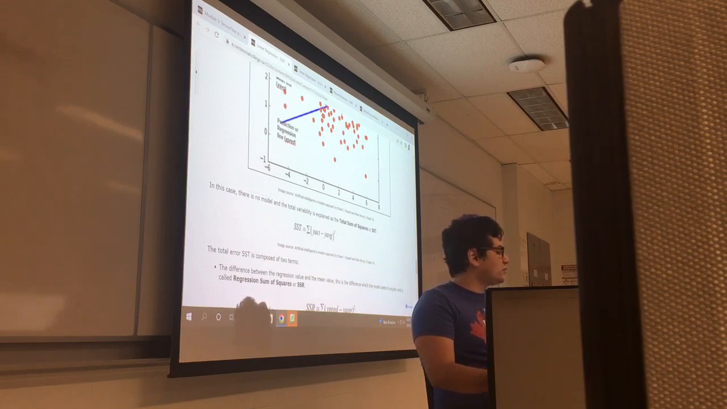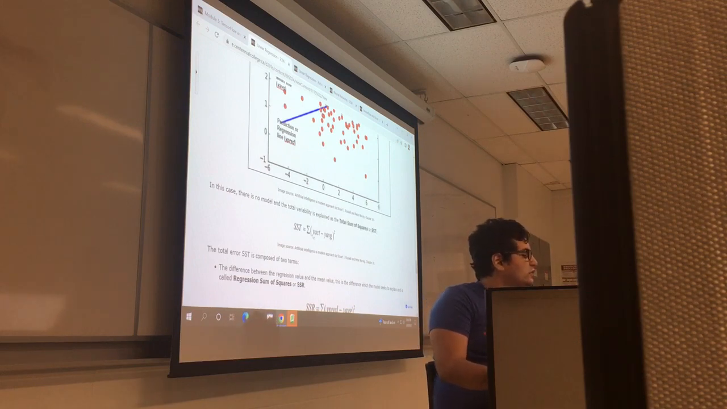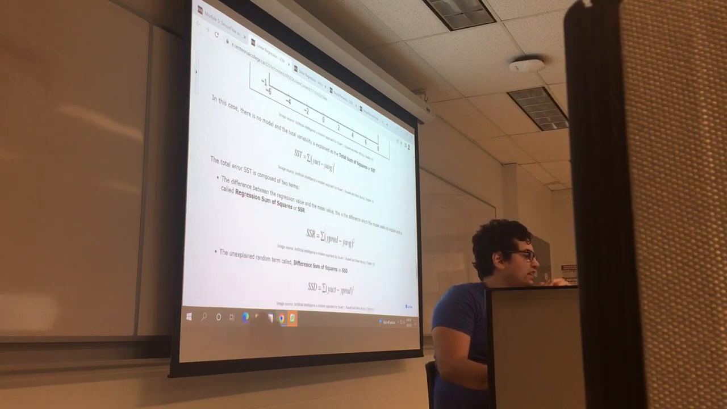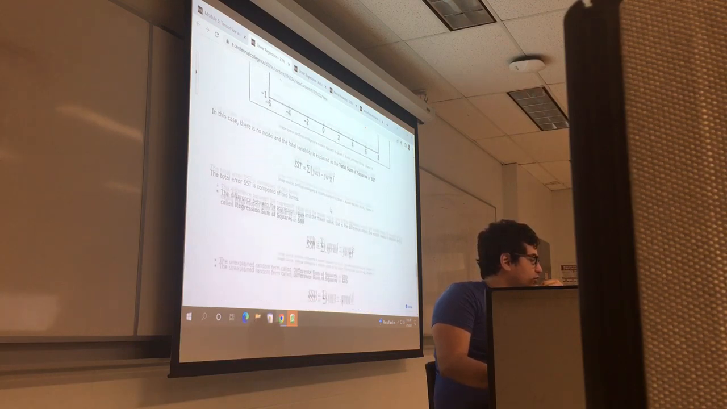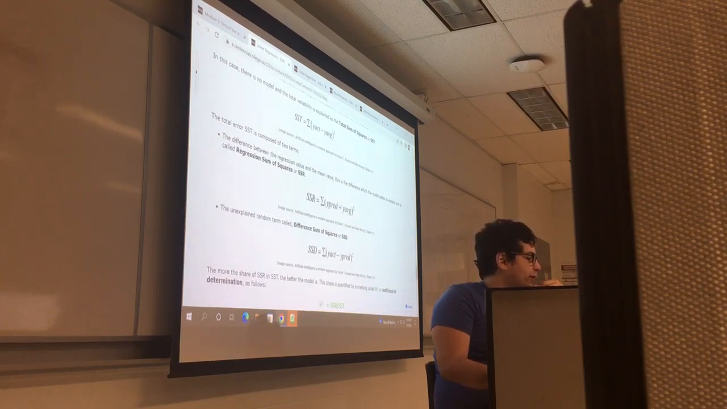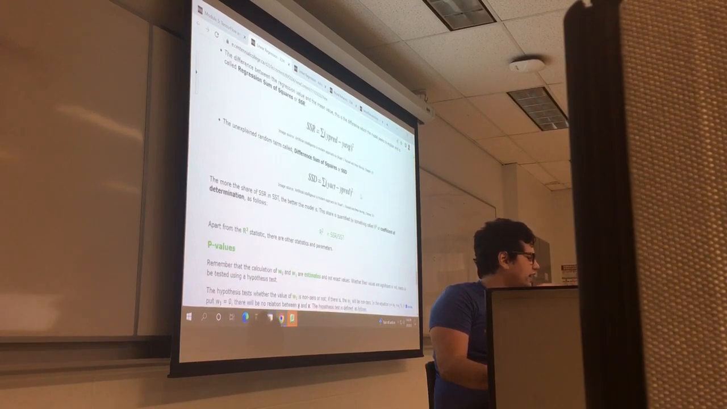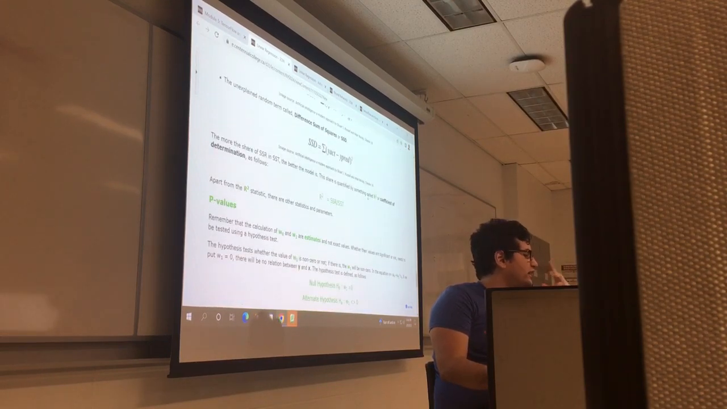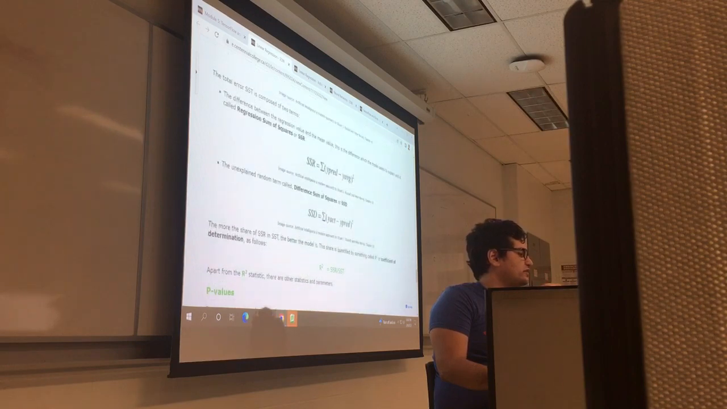And that's what this formula is doing here with the sum of squares, the total sum of squares. So we take the actual value minus the average, and we square it, and then we try to find the W0 and the W1 based on those values.